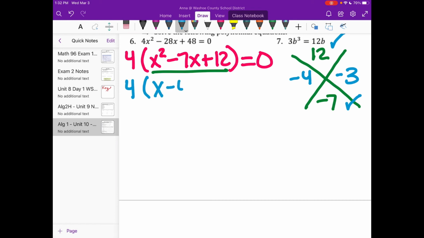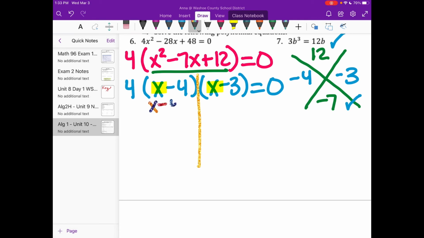So I'm going to write the 4, and then I'm going to write x minus 4 times x minus 3 equals 0. Now, wherever there's an x, there's a 0. So look, there's an x here and an x here. So your 4 is important for your factoring, but for finding the zeros, you don't need the 4. So we would do x minus 4 equals 0. So if I wanted to find the 0, I know I would add 4 on each side. So I would get x equals 4 for my 0.